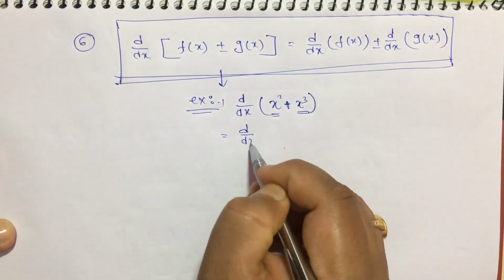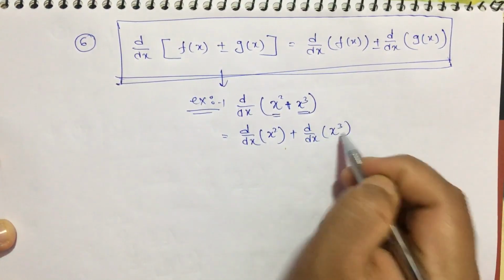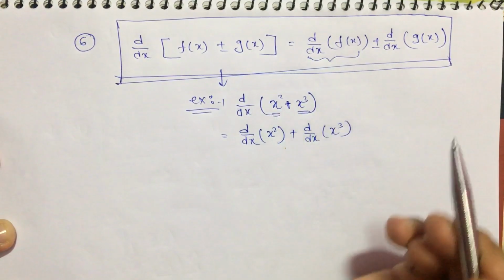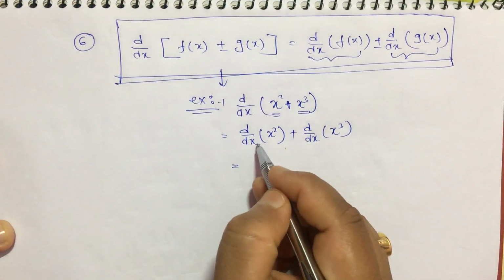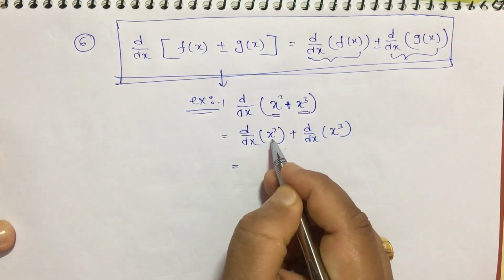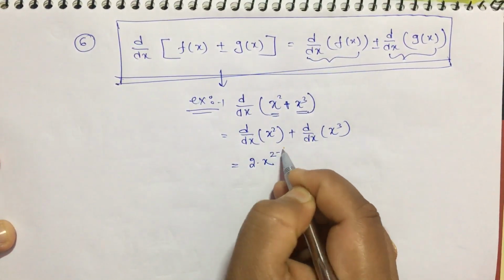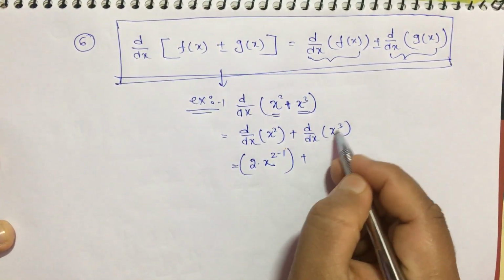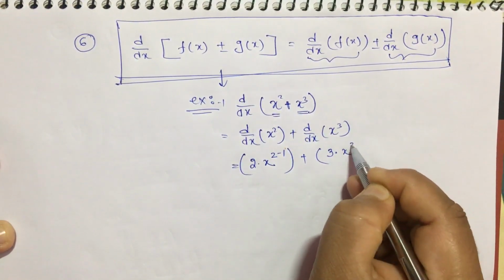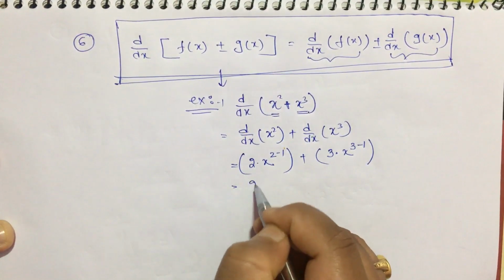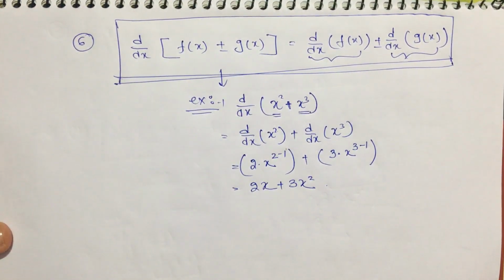Means I can write it like this, d by dx of x square plus d by dx of x cube. This is the first derivative of the first term plus the derivative of the second term, or second function. Then d by dx of x square: if I use the x to the power n formula, it will be n into x to the power n minus 1. Again here I have to use the x to the power n formula, d by dx of x to the power n is n into x to the power n minus 1. So, the answer is 2x plus 3x square. Is it clear how to use this?